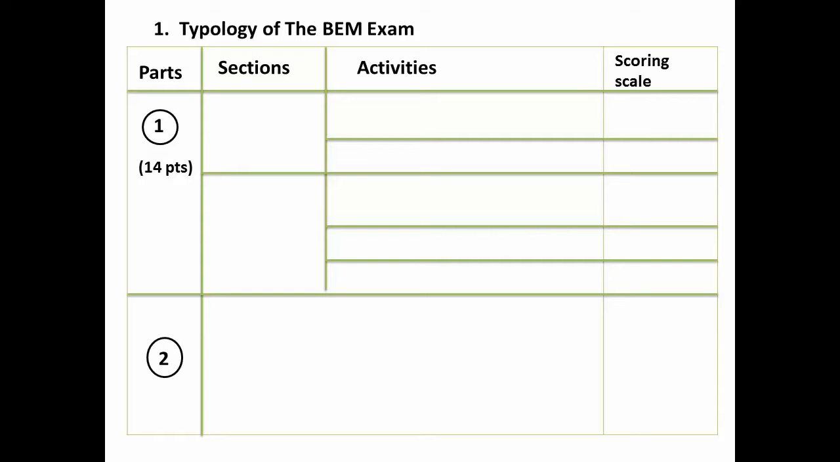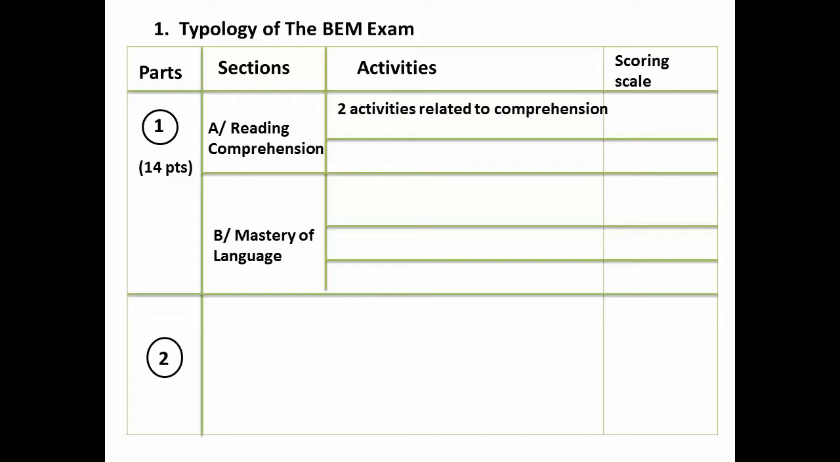So you are going to have two parts. Okay? Part 1, in which there is reading comprehension and a mastery of language. That means two sections, reading comprehension and the mastery of language. In reading comprehension, you are going to have three activities. Two activities related to comprehension and one activity related to lexis, means vocabulary, synonyms, opposites, definitions, etc.